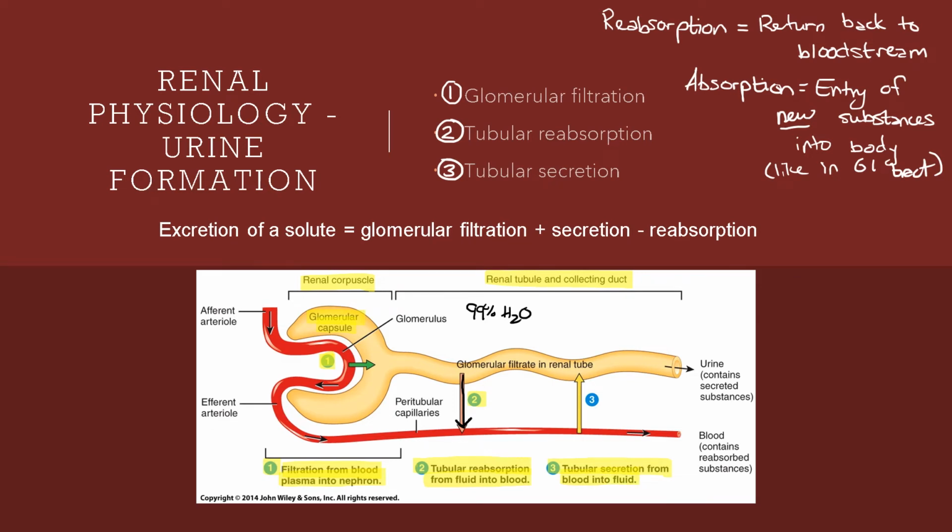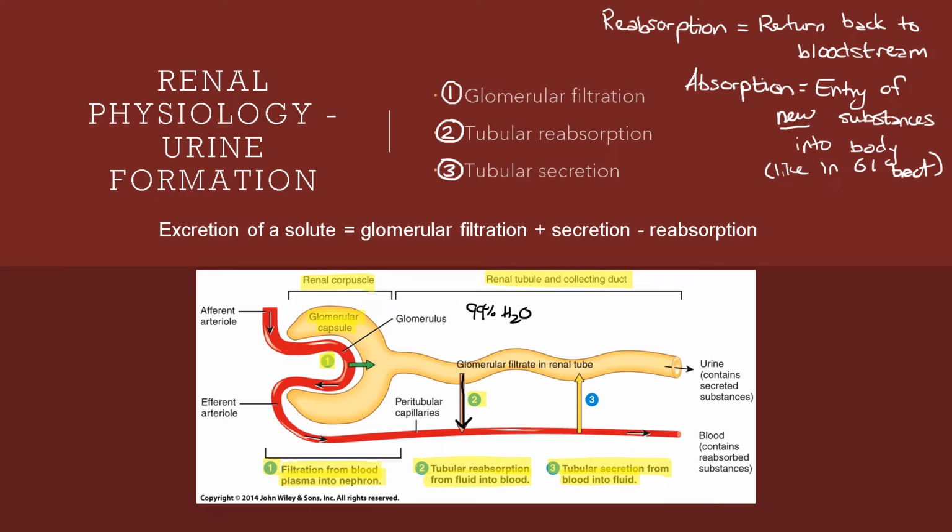So as the filtered fluid flows through the renal tubules and also the collecting ducts, more material is going to be secreted back into the tubules from the blood. Things like wastes, drugs, excess ions, that kind of thing is going to be secreted from the blood back into the tubule.